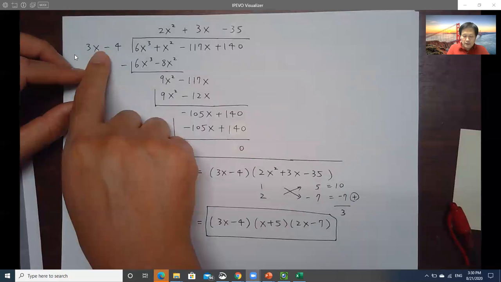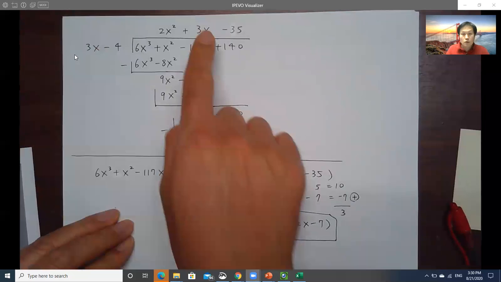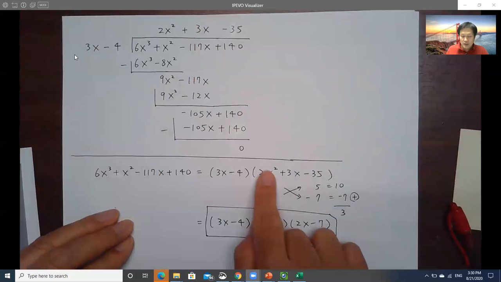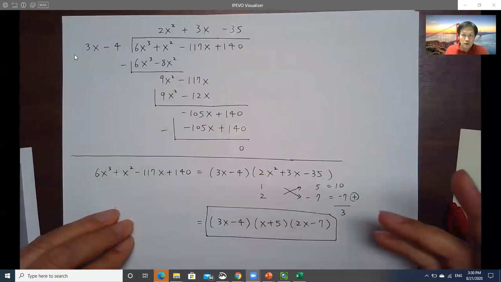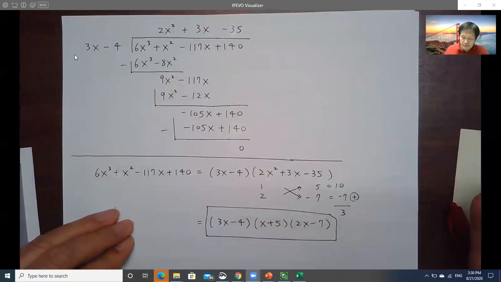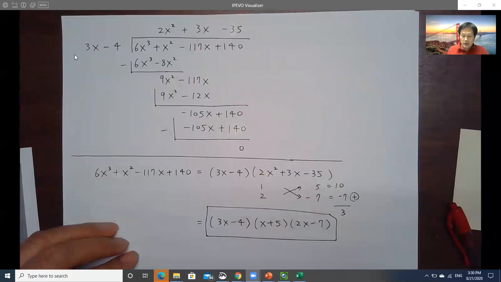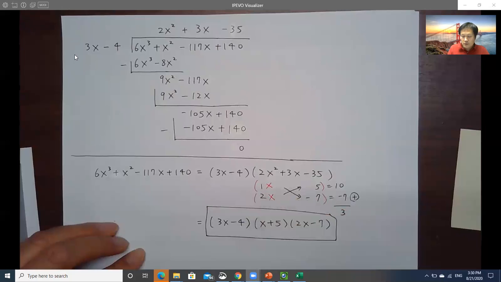How do you write that? That is equal to the divisor times the quotient. All you have to do is factor this guy. 1 times 2 makes 2. Minus 35 has several factors, but 5 and minus 7, this combination works. Okay? Then you write x plus 5, 2x minus 7, top row, bottom row. That's the final answer.